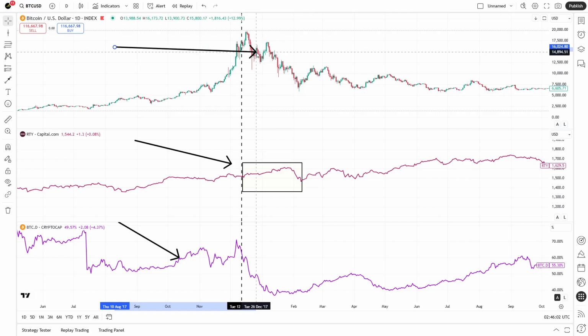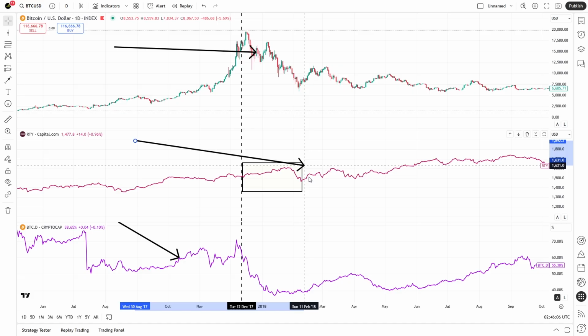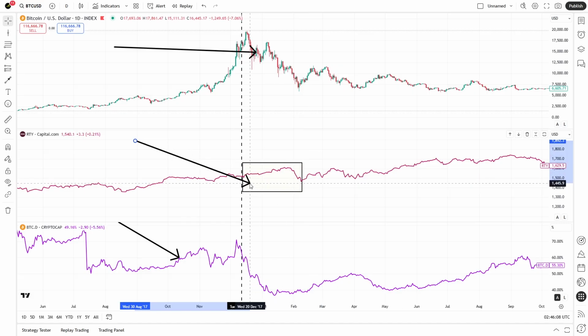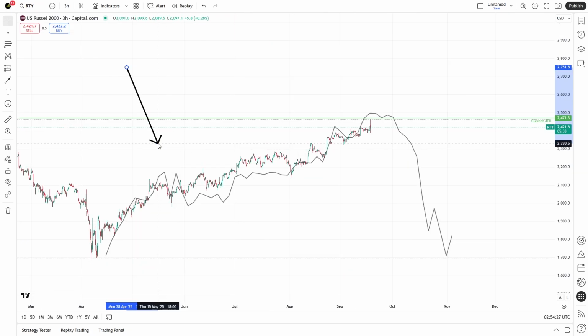Time will tell. Now, with the Russell 2000, so this is what was going on with the Russell 2000 during all of this back in 2017/18. Well, if we were to take this fractal, copy and paste it onto today's chart, it would look something like this. Now, this is from November 2017 to February 2018.